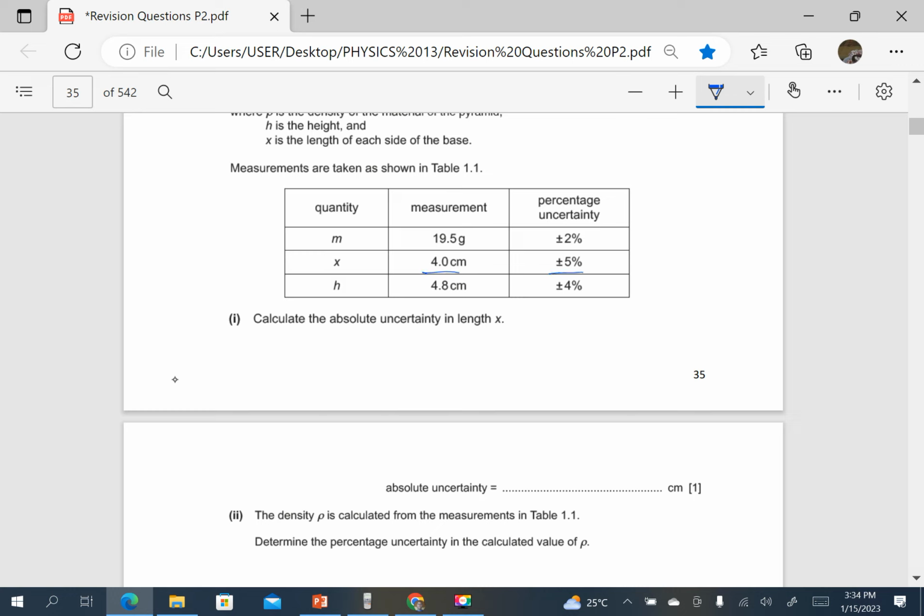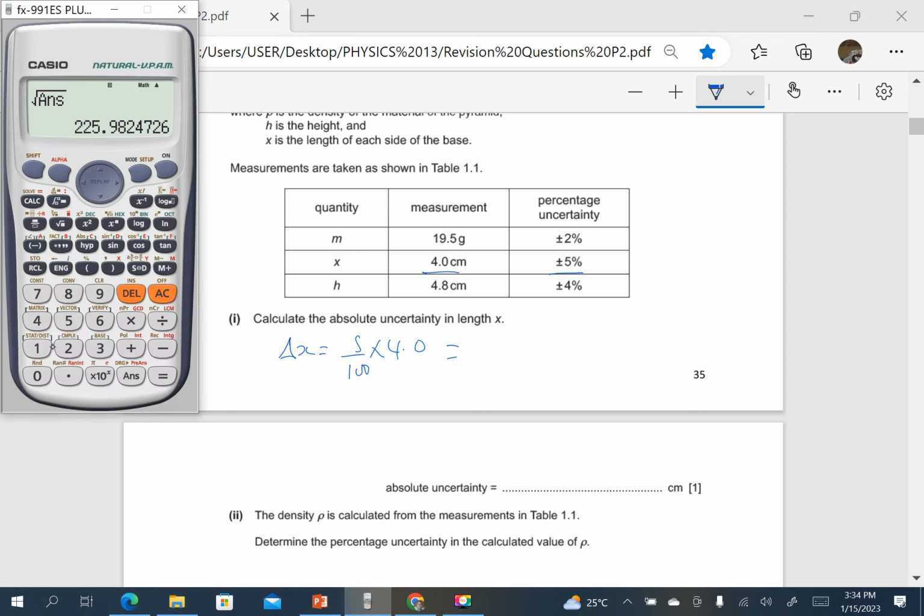This is 4 centimeters, 5%. So absolute uncertainty in x is equal to 5 over 100 times x, which is 4.0. That is 5 times 4 divided by 100. That is 0.2.